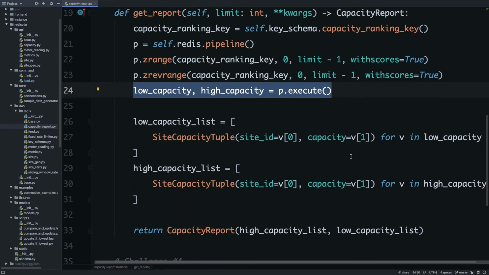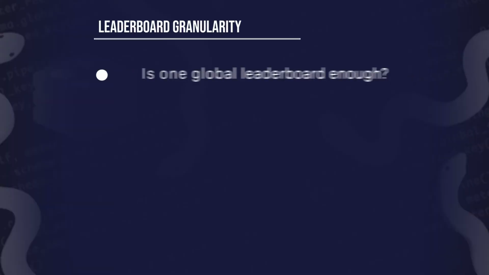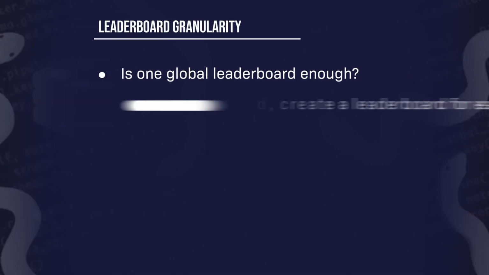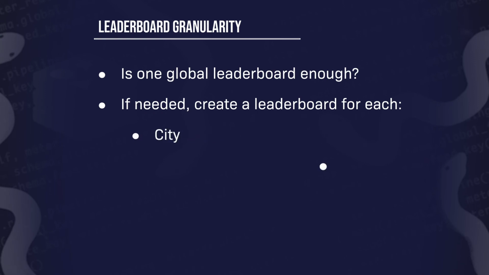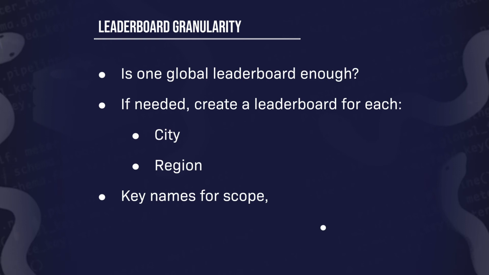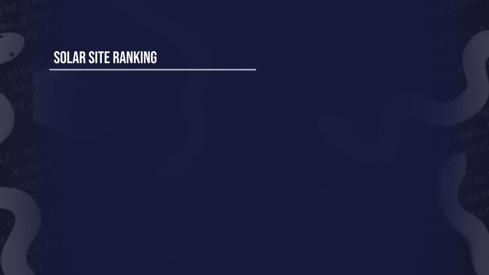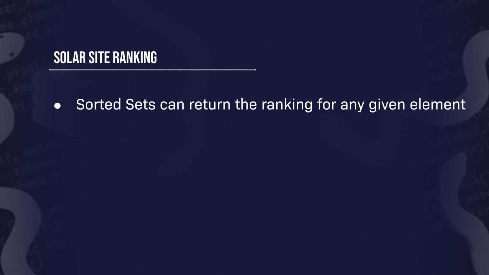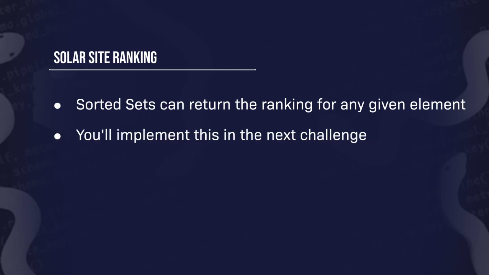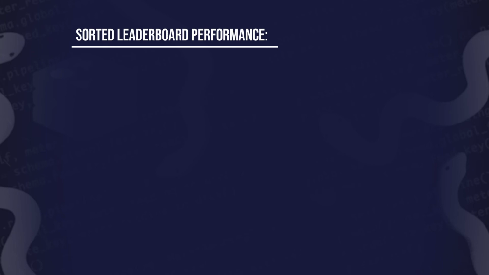Of course, one global leaderboard may not always be enough. In addition to a global leaderboard for all solar sites, we might want one per city, or even one per region. And it's relatively easy to accomplish this with some creative key naming. We might also want to give solar site owners the ability to see their ranking. This is in fact a feature provided by Redis sorted sets, and in the next challenge you'll get the chance to implement it. Two more notes on sorted set-based leaderboards before we move on.